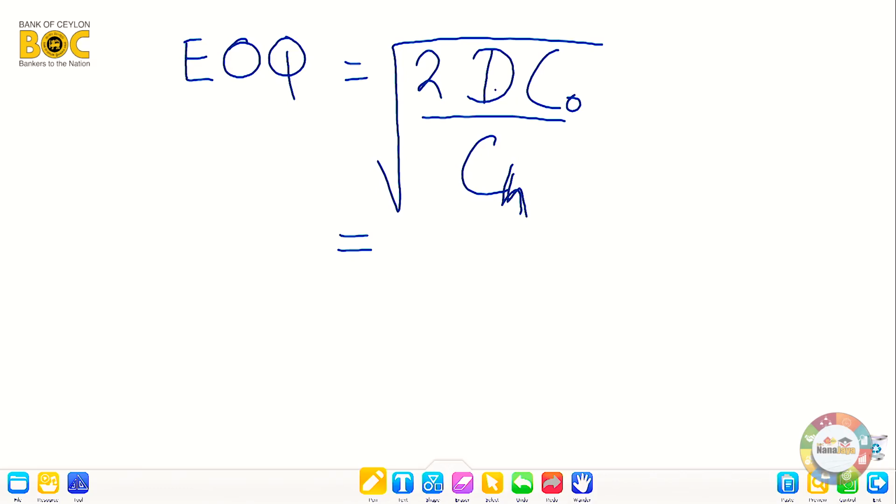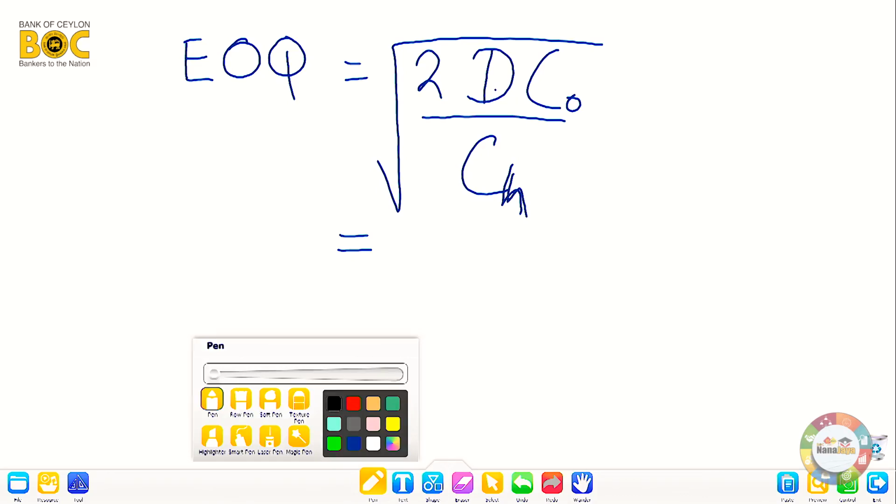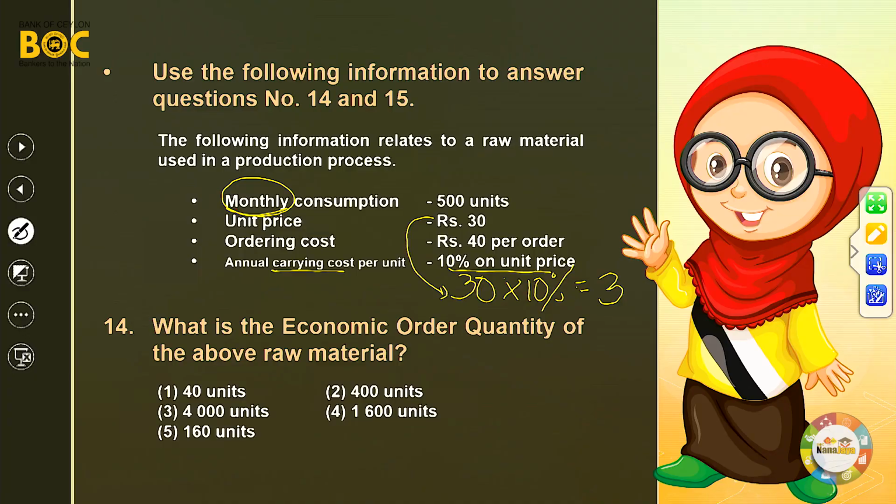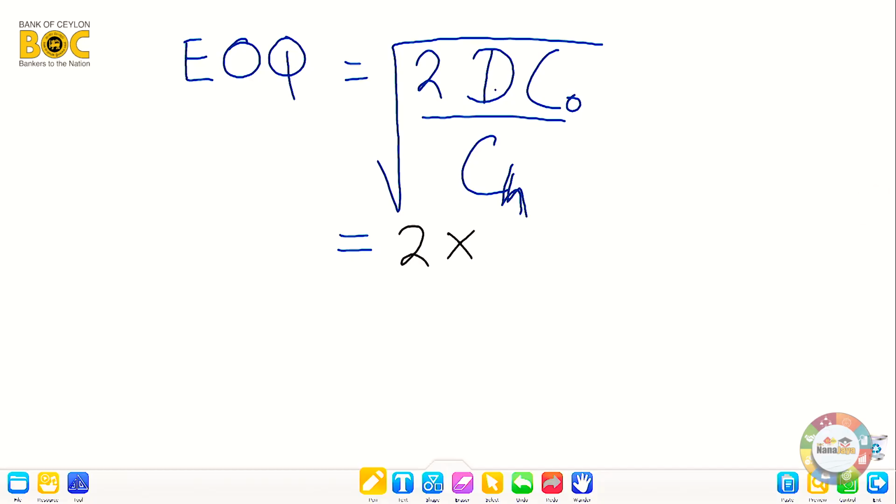You can use the information in the question. The 2 is a constant value. Annual demand or annual consumption. The monthly consumption is given. Annual consumption, you multiply by 12, 12 months for the year. The monthly consumption is 500, so for the year, annual demand or annual consumption, you multiply by 12.